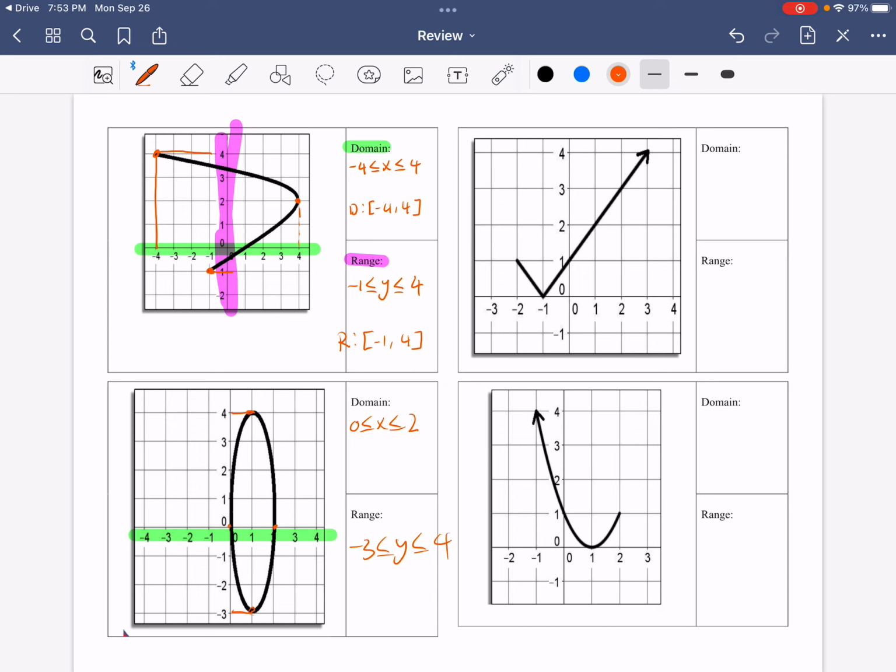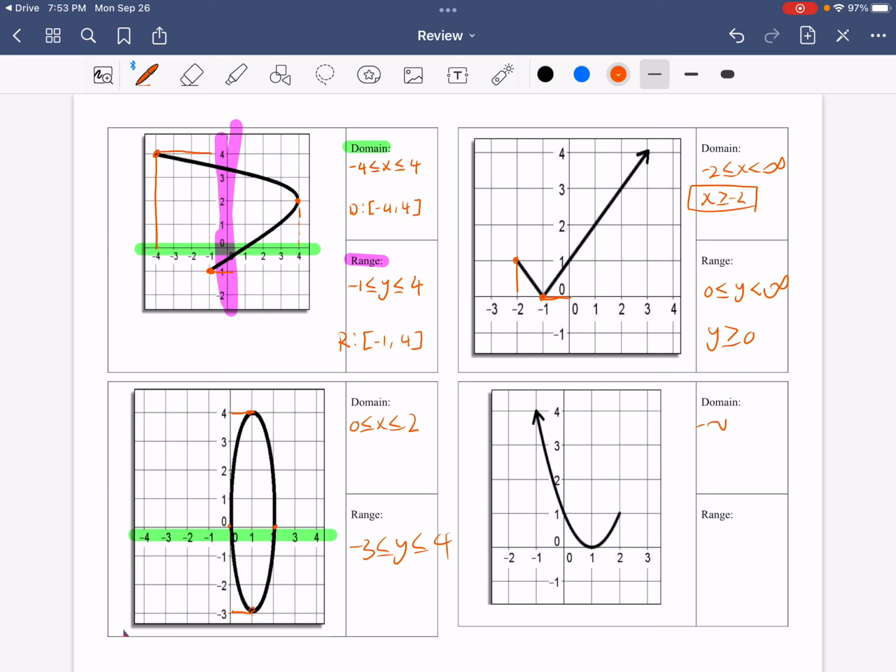Same thing here. Your domain is going to be from here to infinity. So it's what? Negative 2, which is x is greater than or equal to negative 2. And interval notation should be easy. Range is going to be what? From here to the top. This is 0, not negative 1. Keep that in mind. Right? So y is greater than or equal to 0.